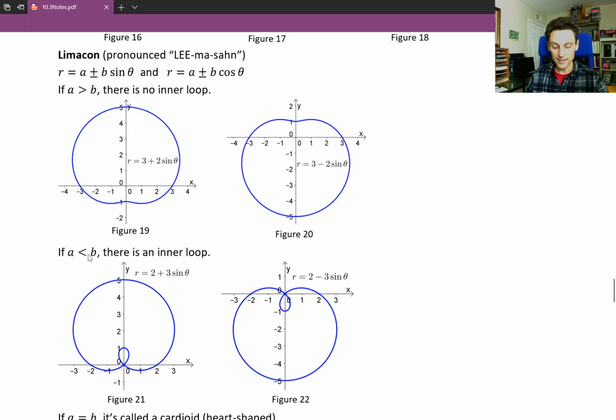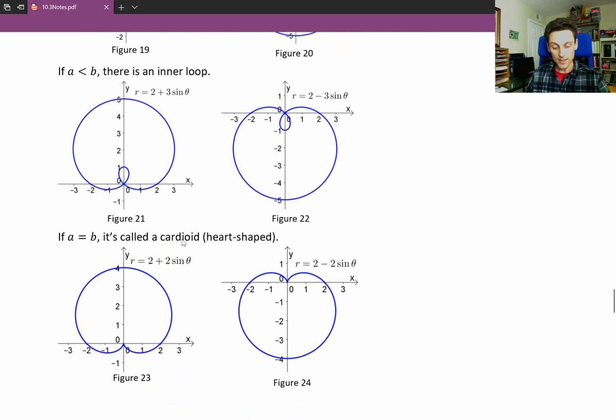If a is less than b, then there's going to be an inner loop. So here in figure 21, we have r equals 2 plus 3 sine theta. There the a value is 2, the b value is 3. So we end up getting this inner loop that's created by the fact that sine theta will eventually become -1, and then you'll have a negative r value overall. So that's going to make that little inner loop. We actually found that inner loop in one of our examples. I believe it was example 6.